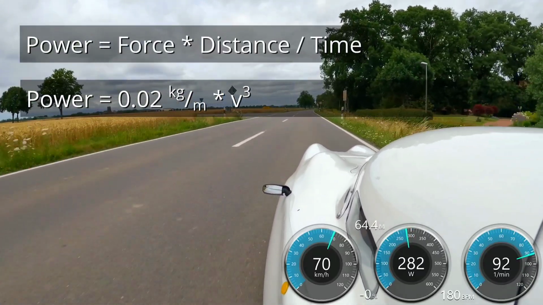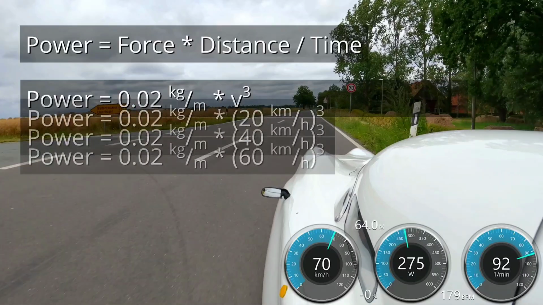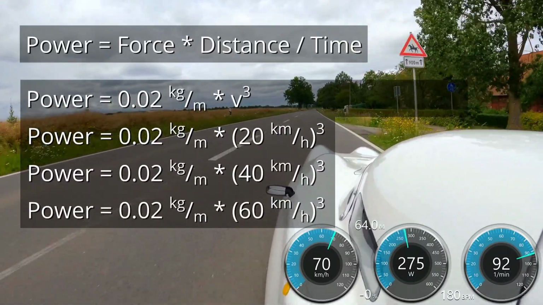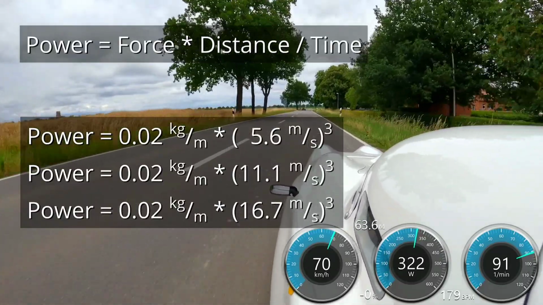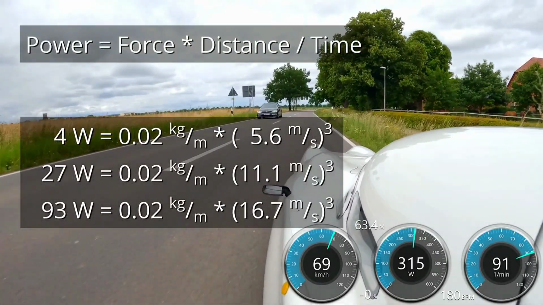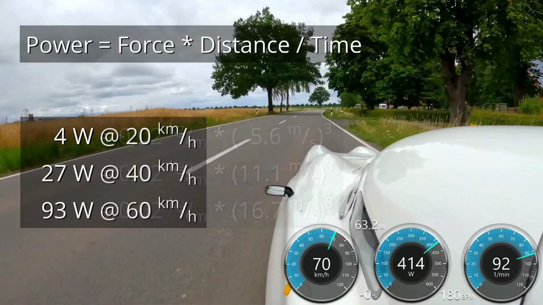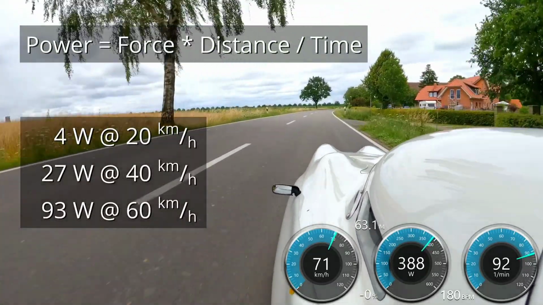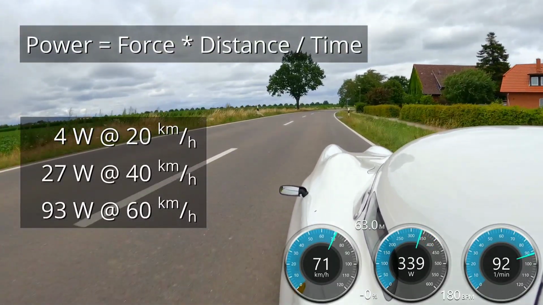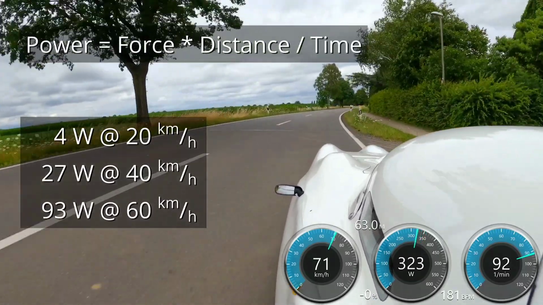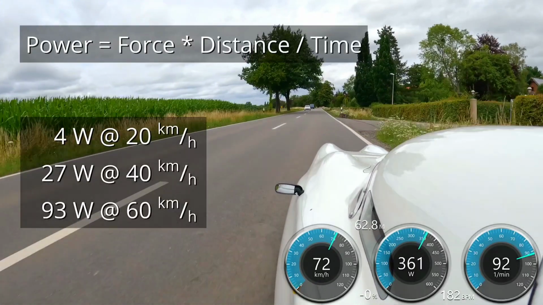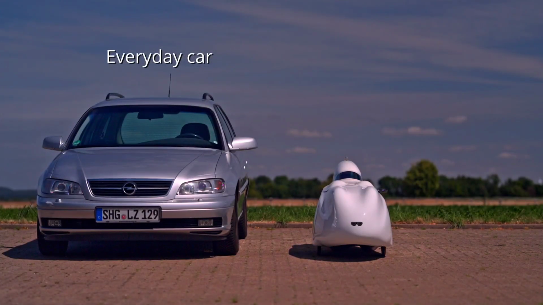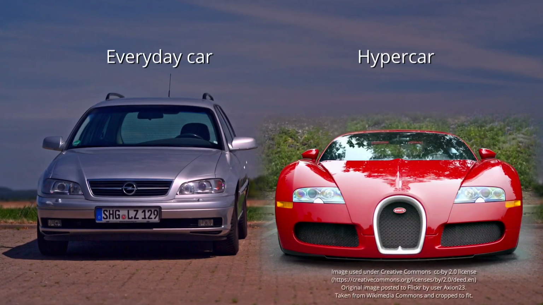Now let's see what that means for specific speeds of 20, 40 and 60 kilometers per hour. After the conversion to meters per second to match the units, we see that we need 4 watts to overcome the air resistance force at 20 kilometers per hour, 27 watts at 40 kilometers per hour, and 93 watts at 60 kilometers per hour. This is the reason why your everyday car can go 200 kilometers per hour with only 100 horsepower, but you would need at least 800 horsepower to get to 400.